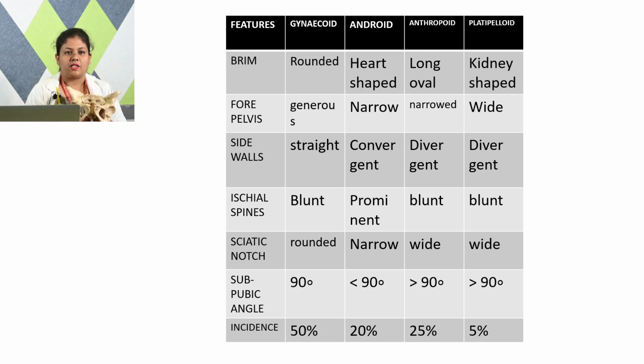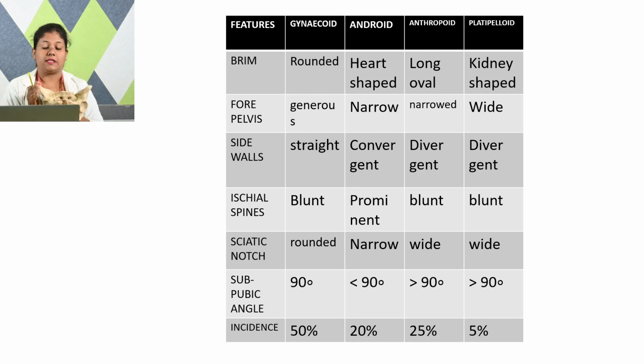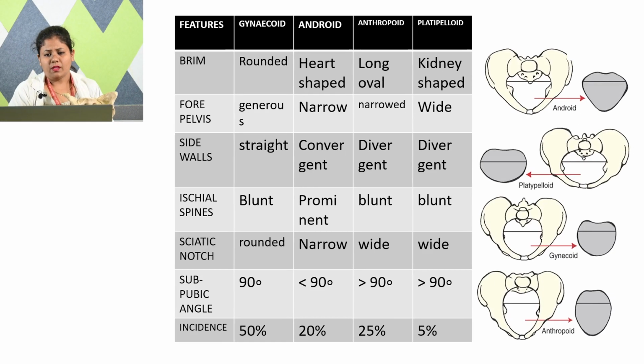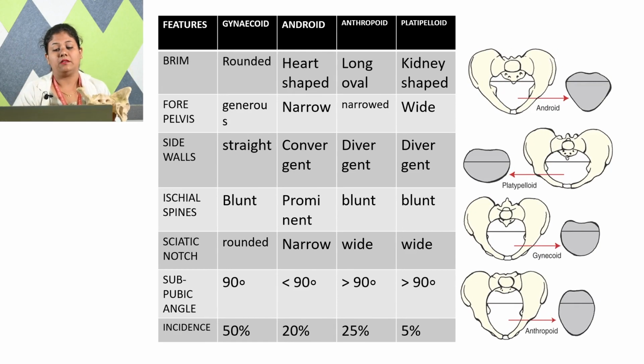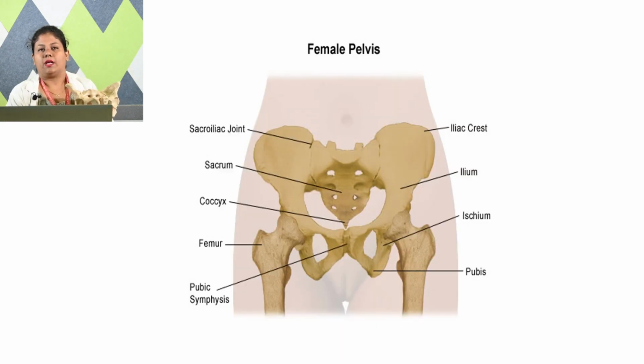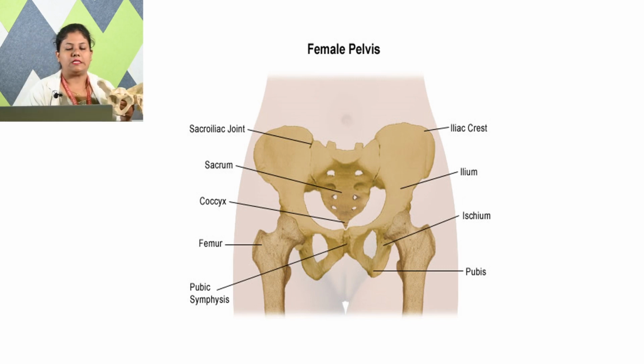And regarding incidence, they have said that in 50% of cases, the gynecoid pelvis is a very favorable pelvis for babies to be born. So we can see the difference over here, which is given in the images: the brim of the android pelvis, platypelloid pelvis, gynecoid pelvis and anthropoid pelvis. The part given at this side in gray denotes the shape of that particular brim of the pelvises. Okay, so this is how the female pelvis has been named.